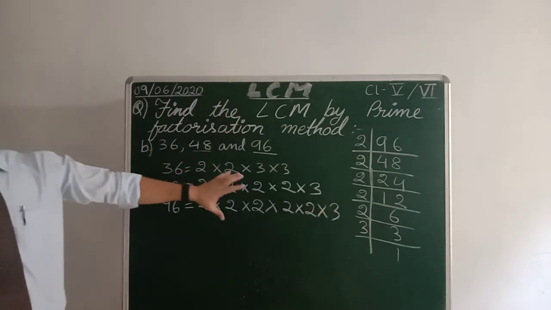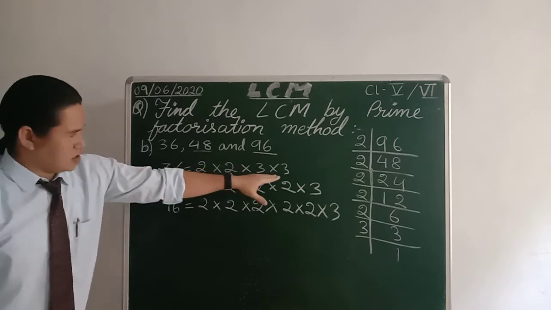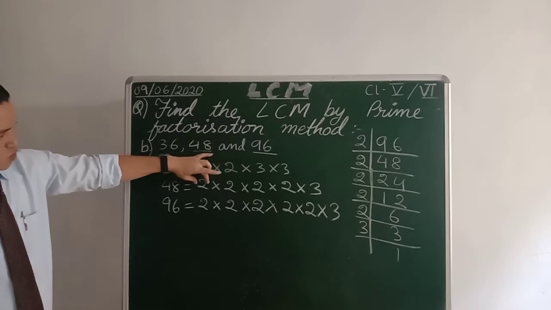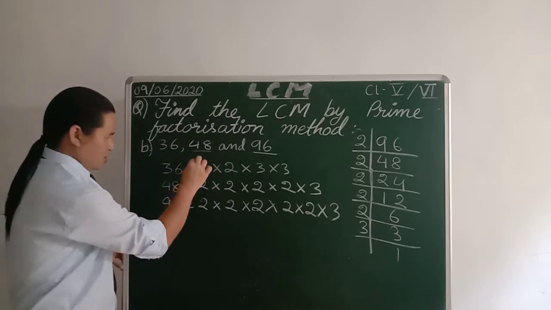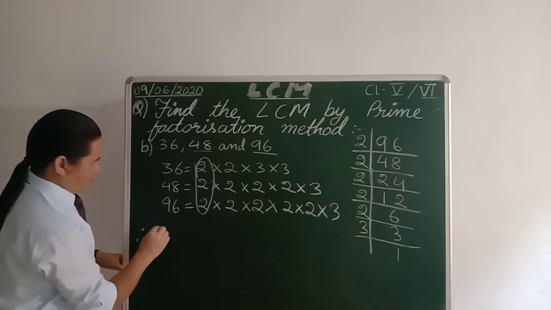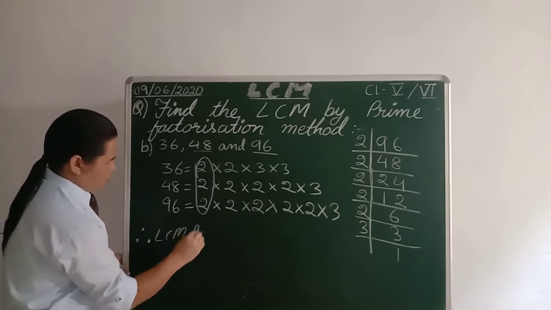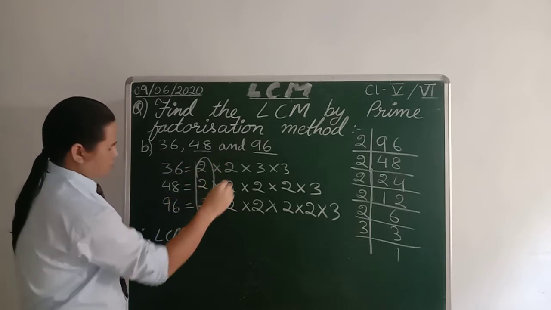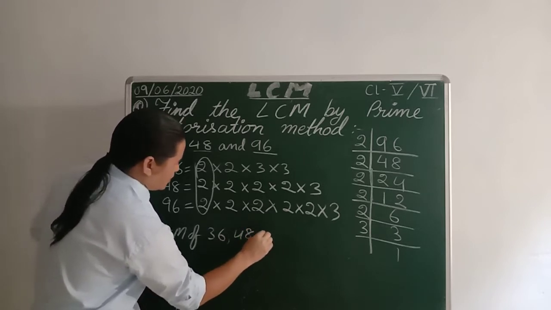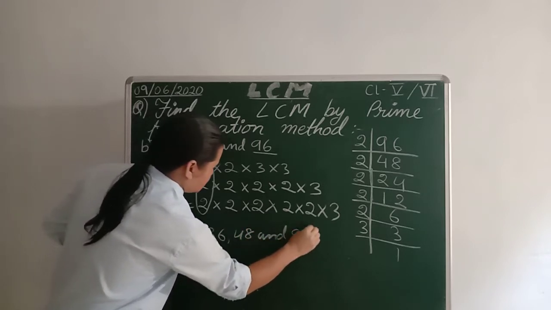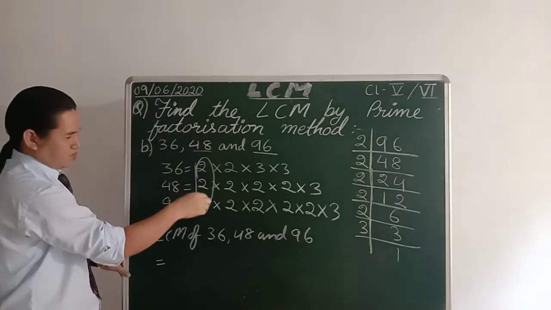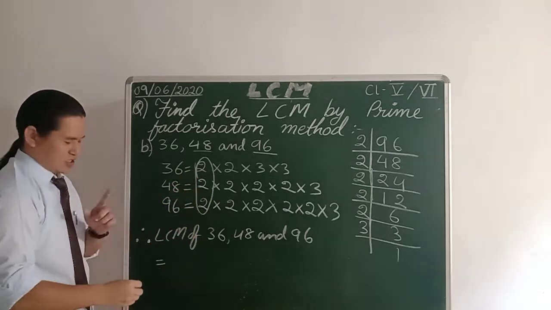Now after writing all the factors, you go with this first row number. So here is 2, here is also 2, here is also 2. So make a circle. After making the circle, write here, therefore LCM of 36, 48 and 96 is equal to 2, 2, 2. So all the numbers are the same, so we write down only one single 2.